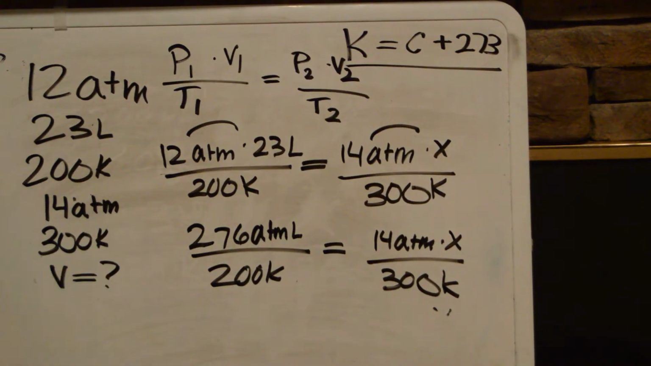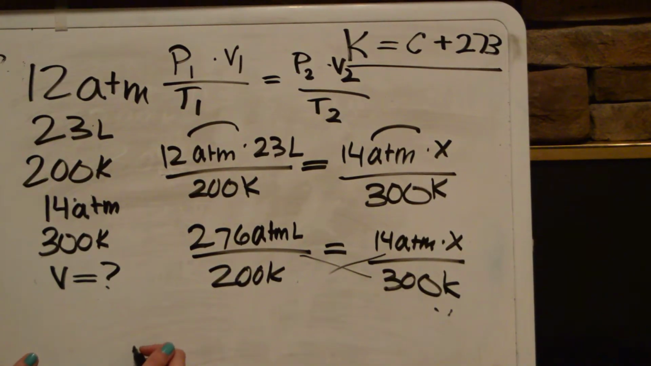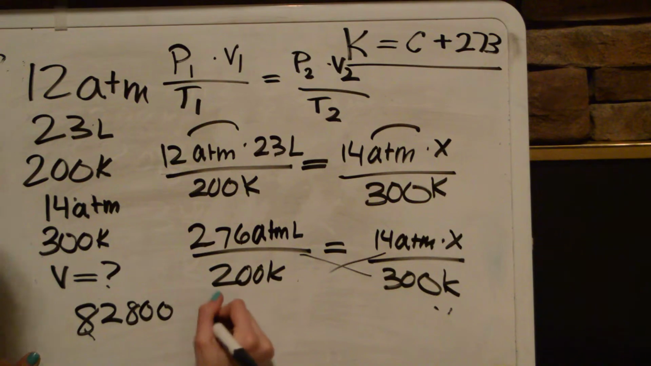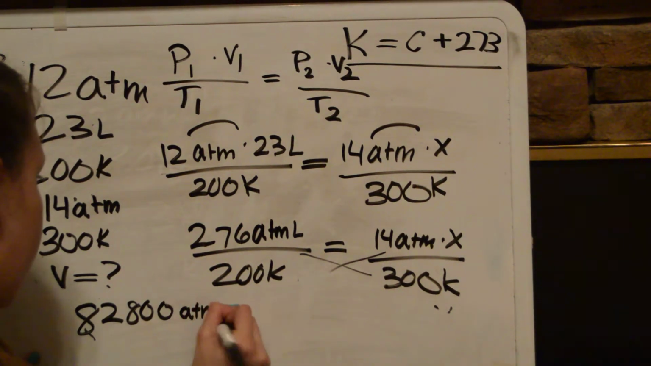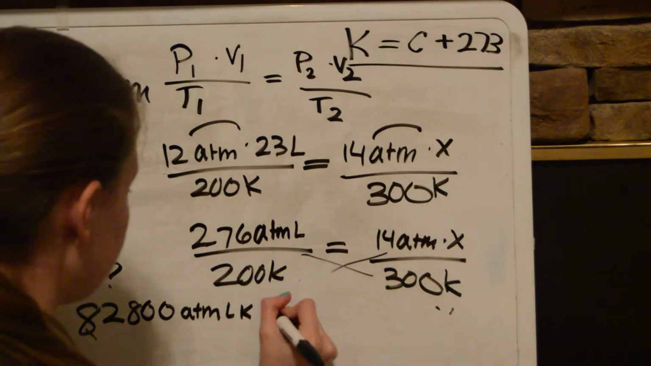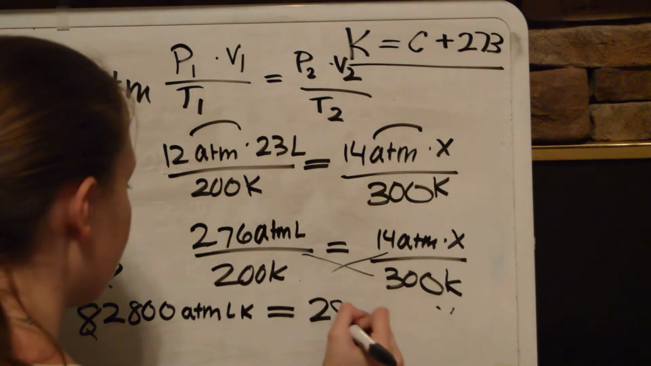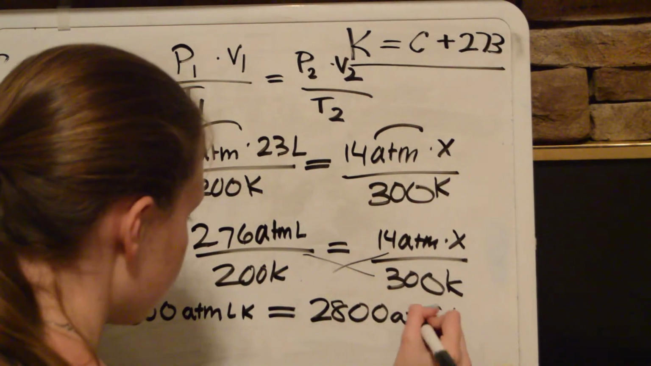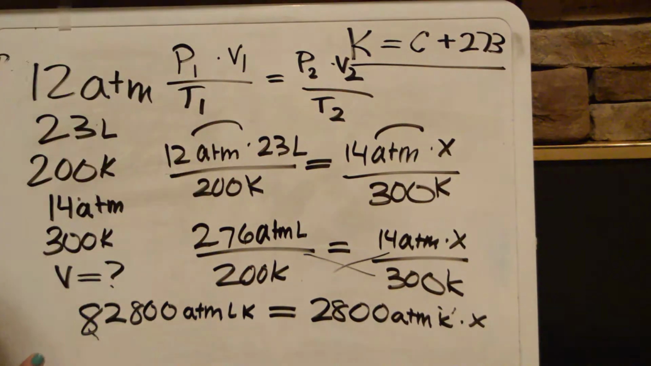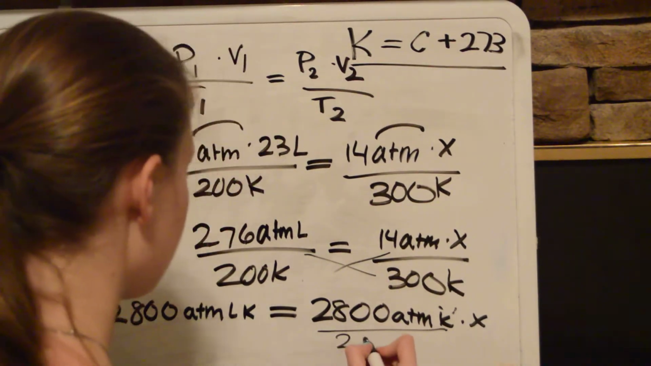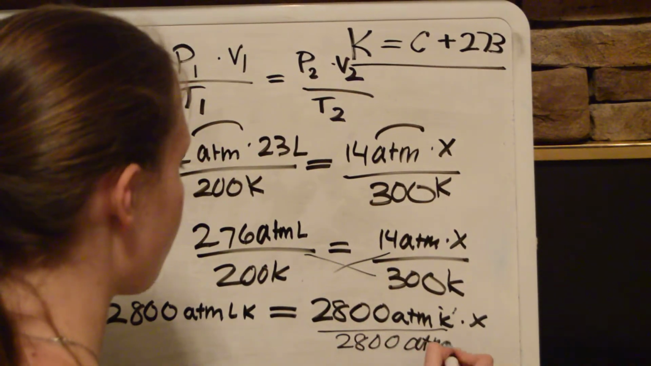So now we will cross multiply. I'm going to write it over here so we have enough room. So it's 276 times 300 is 82,800 atm, liters, and Kelvin equals 200 times 14, which is 2,800 atm, Kelvin, and x. So there we go. We're going to isolate x again. So divide both sides by 2,800 atm, Kelvin.